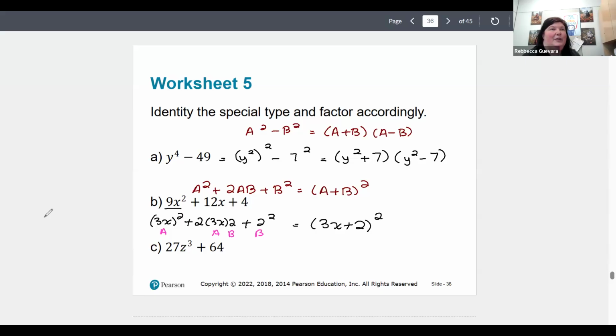Okay, so for C, let me just write over here. If I have a cubed plus b cubed, that is going to be a plus b times a squared minus ab plus b squared. So what we have here is 27. So we have to think of what number cubed gives me 27. Well, that'd just be 3. 27 is 3 cubed, so this could just be 3z cubed.